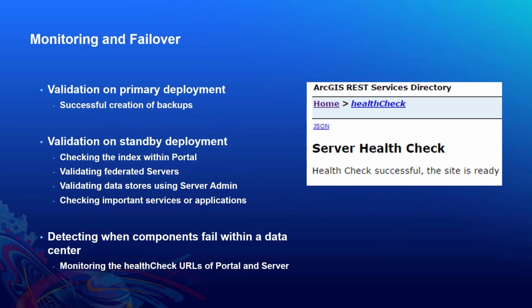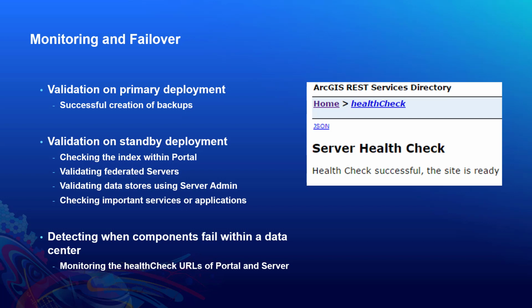So as you're going through this automated process to take backups and restore them, what's equally important is making sure that you're monitoring each deployment so that you know things are healthy, things are working as they should. For example, on the primary deployment, you're making sure that backups are actually getting created successfully. When those backups are restored to your standby, you're making sure that once the backup is restored, that everything is healthy. You don't really want to deal with an issue in your standby data center when you need to fail over. You want to make sure that you're proactive about addressing those problems.